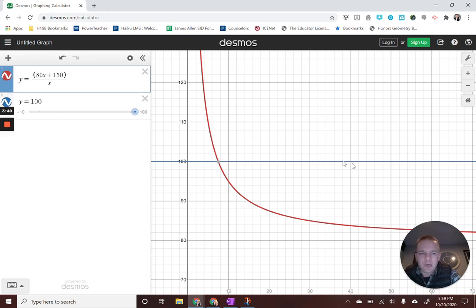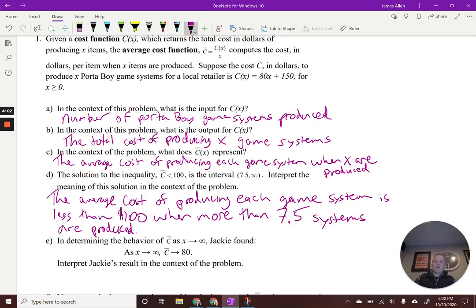And then y equals 100, that's what we were talking about there. We said where C bar was less than 100. Well, what's happening right at this point here? Oh, it's 7.5. So we said in that open interval, 7.5 comma infinity, it's less than 100. Well, what does that mean here? That means once we produce over 7.5 units, our cost is going to be below $100. The average cost of producing each game system is less than $100 when more than 7.5 systems are produced.